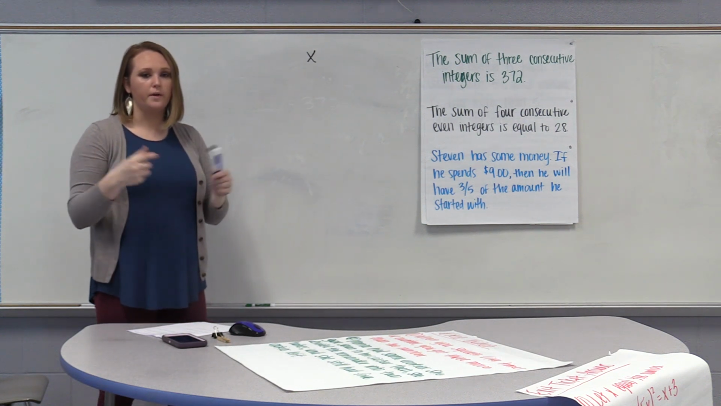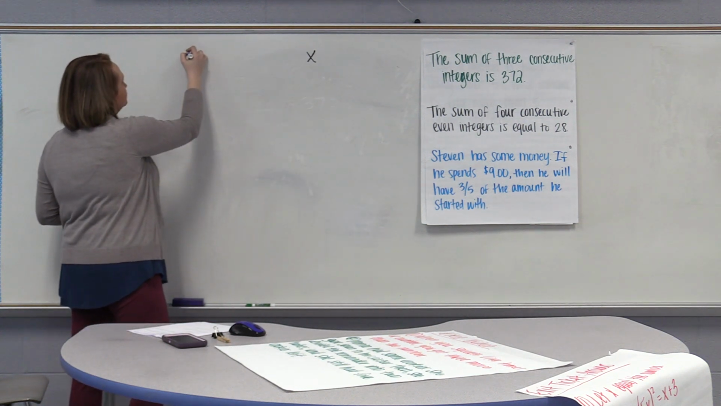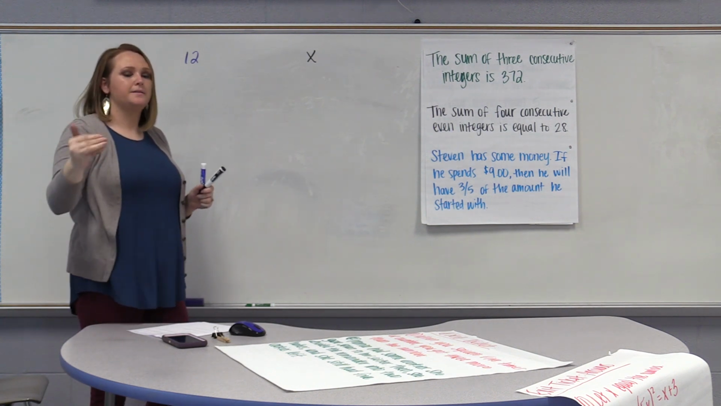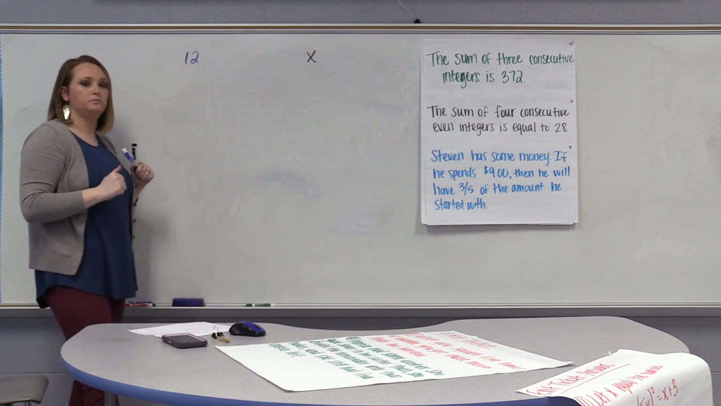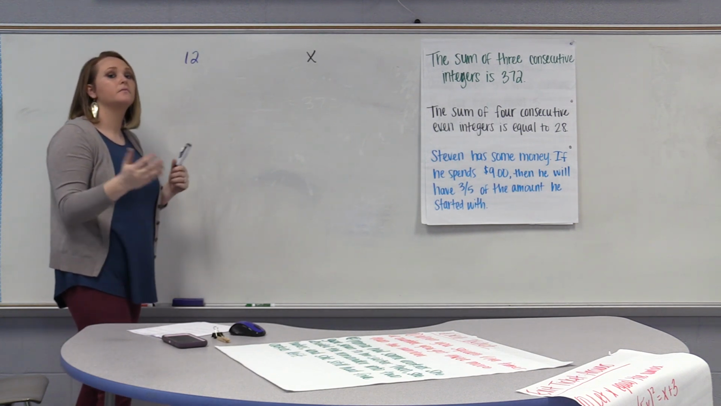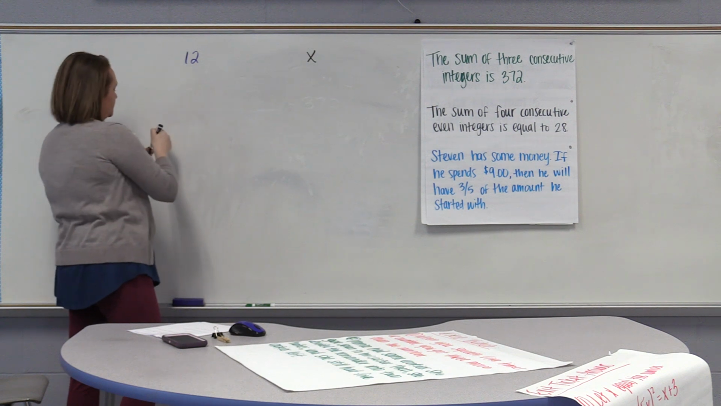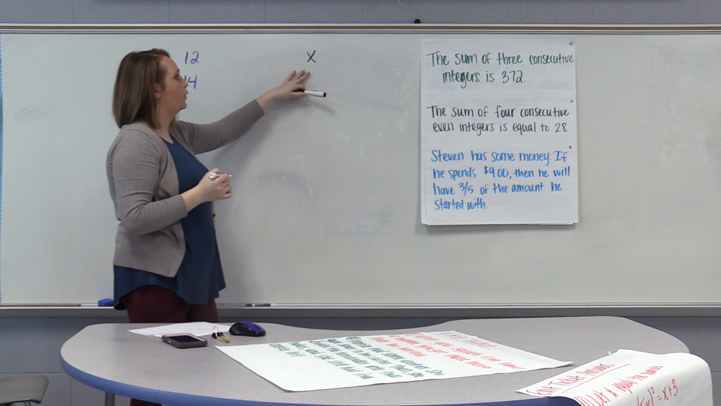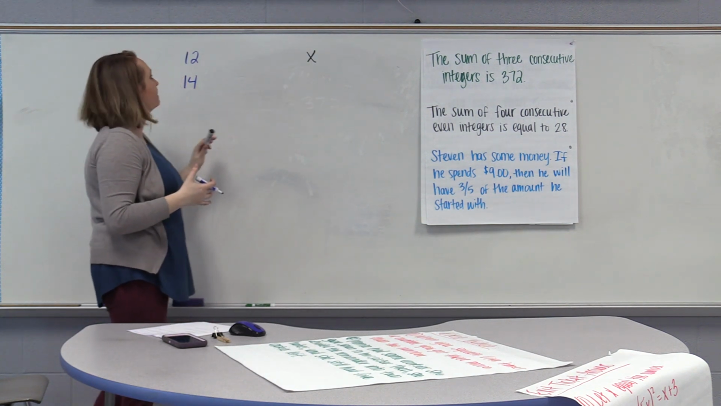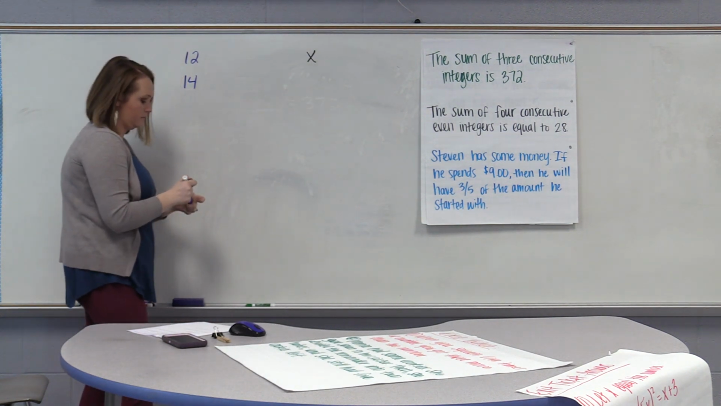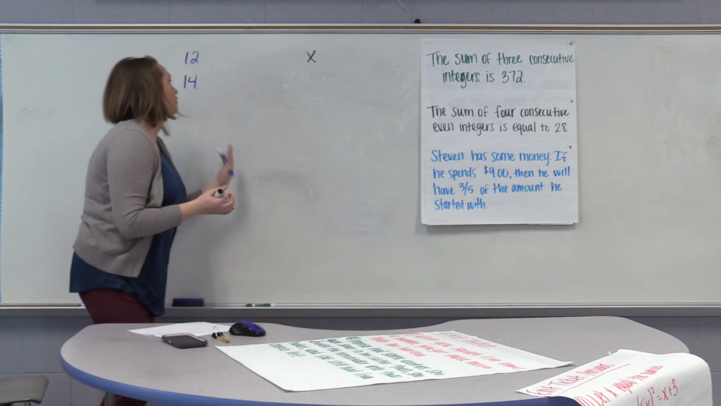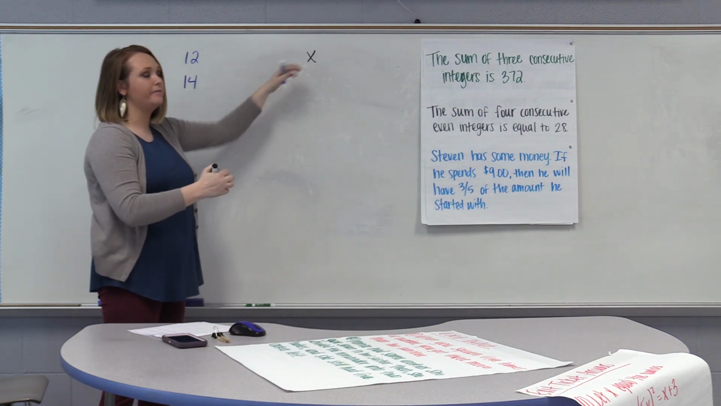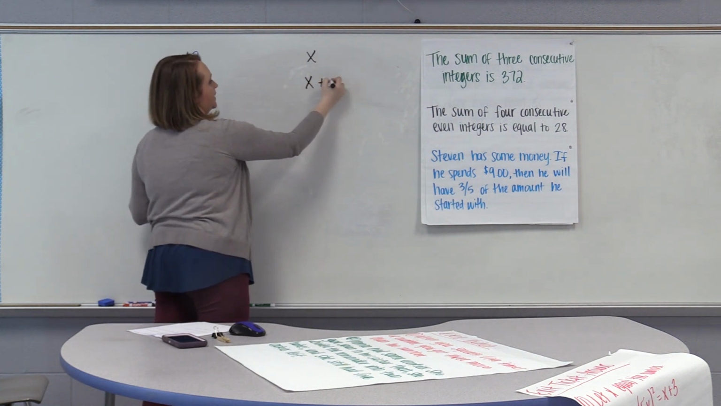So let's say I start with an even number, 12. Okay? Now, what would be the next even number if I started with 12? 14. 14 would be my next even number. What did I do to 12 to get to 14? I added 2. So I'm going to apply that logic here. If I start with x, to get my next even number, I would just add 2.